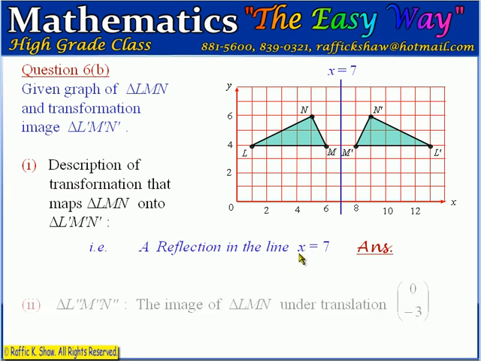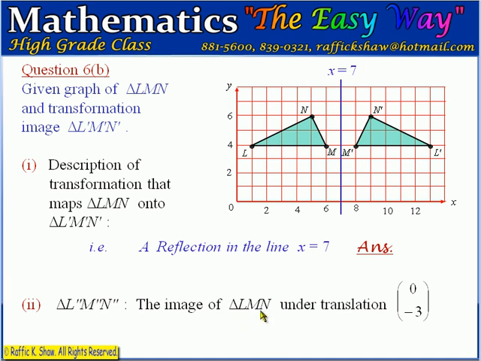Now part 2 is asking us to draw the triangle L double prime, M double prime, N double prime, the image of triangle LMN under a translation given by the vector (0, -3). This 0, -3 means that there is 0 movement in the x direction, while there are -3 units of movement in the y direction.